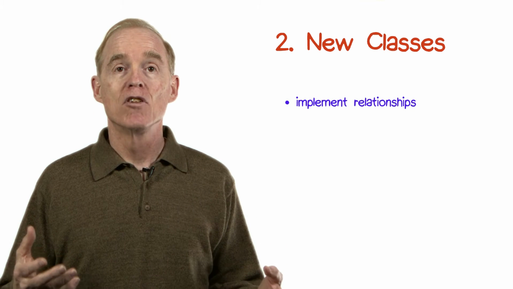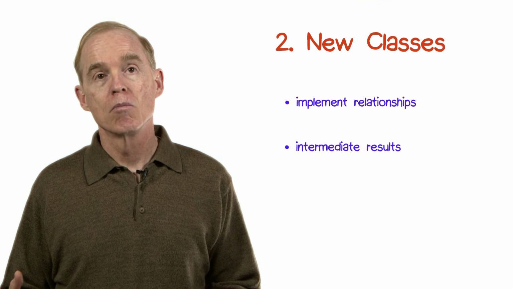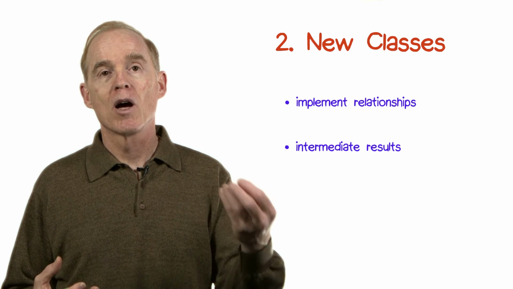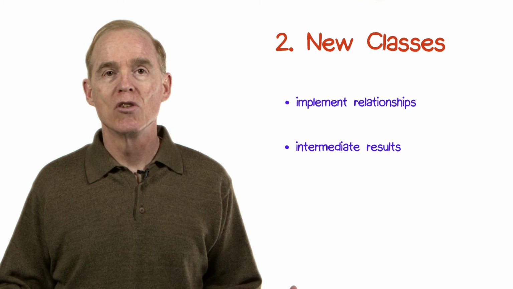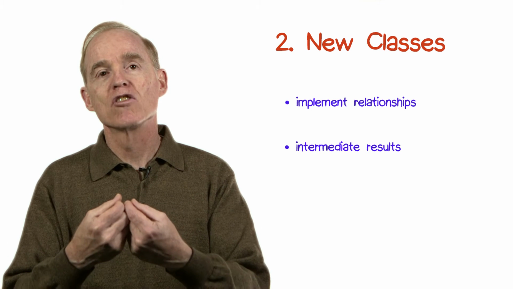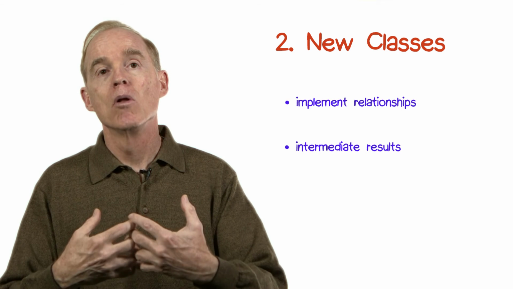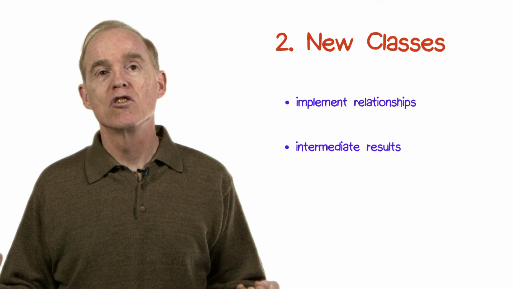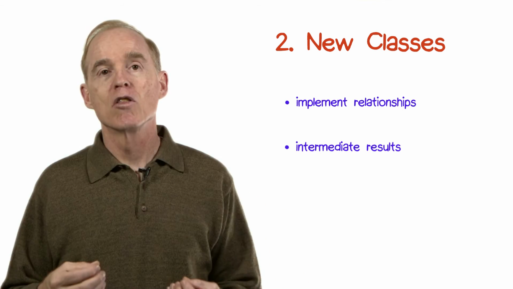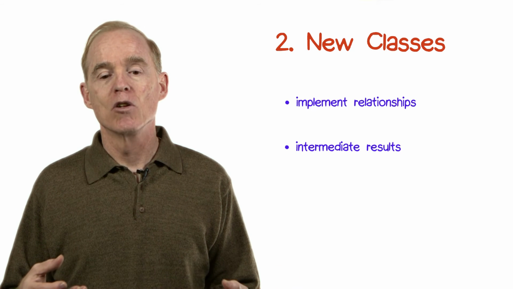You're also going to have to deal with intermediate results. For example, if you have some complex computation that's going to be used in several places, you want to store it in some intermediate variable and then reuse it in the two places so you don't have to recompute it. Constructing those intermediate results may mean you're inventing new classes.